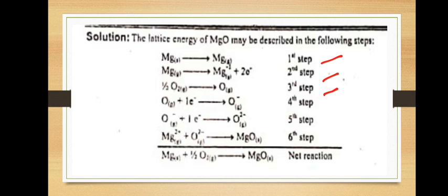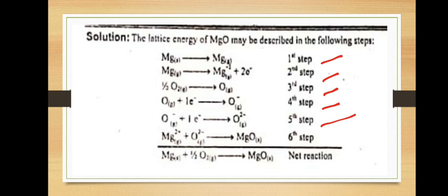Oxygen atoms are formed from oxygen molecule. Next, an electron is picked up by oxygen and converted into O minus 1. That is an exothermic process. But in the second case, when O minus 1 gains 1 electron, energy has to be absorbed during this process in order to overcome the repulsion. So O minus 2 from O minus 1 is an endothermic process. So the 5th step is endothermic.